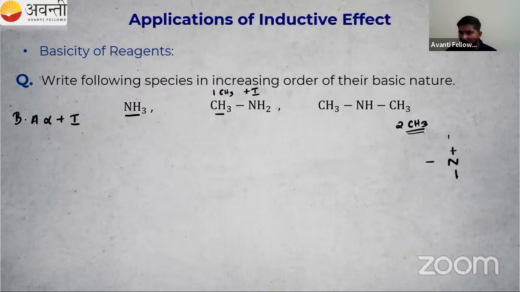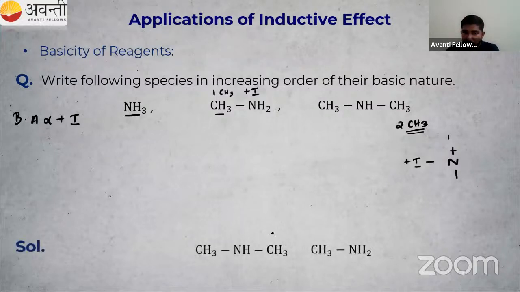Then some groups are attached to that one. If it is a plus I group, plus I means it is giving electrons. Giving electrons, negative charge, and there is a positive charge present here, right? So it will decrease the charge. If the charge decreases, stability increases. So here there are two CH3 groups. That means which one is more stable? This NH with two CH3 groups. If it accepts one H plus, that positive charge is reduced by our CH3 groups, donating electrons to the chain.